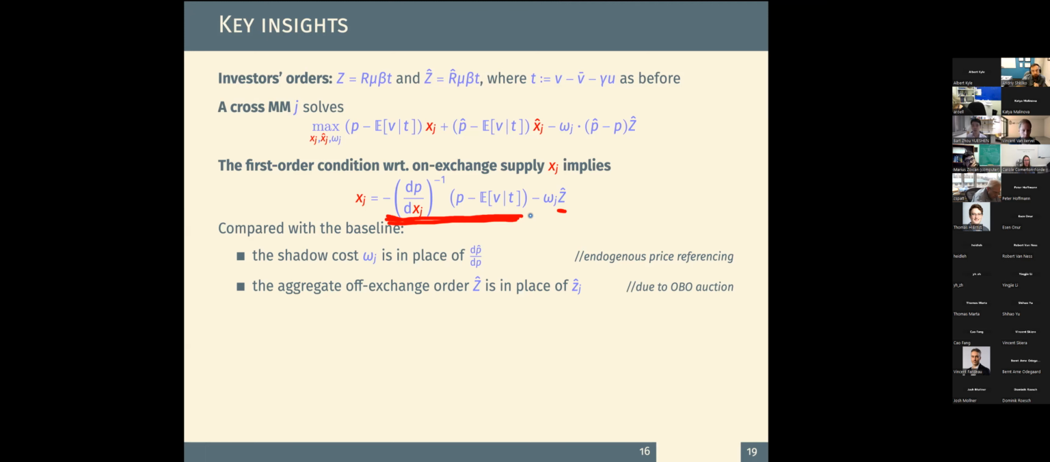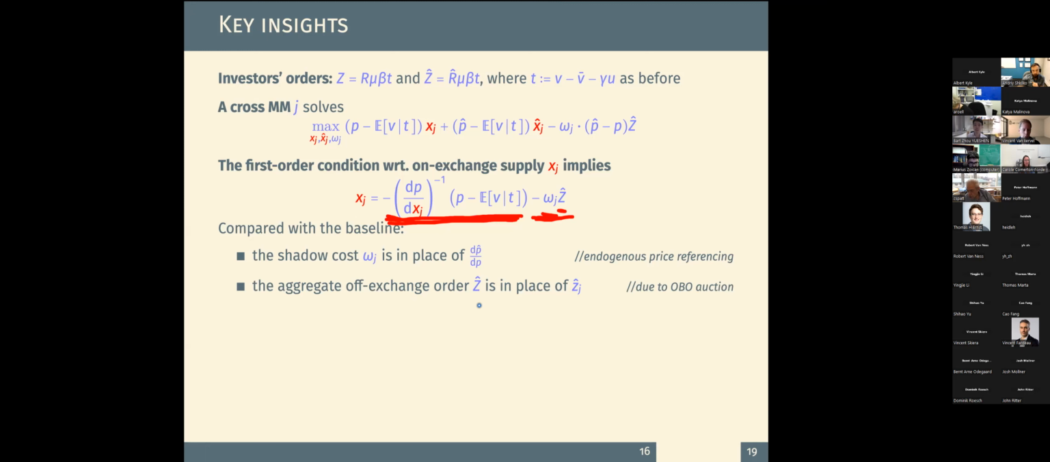Now we still have a distortion, and the effect is similar to the baseline here. The key difference compared to the baseline is that the shadow cost, the Lagrangian coefficient, is in place of dp hat over dp. So this shadow cost is really what drives the price referencing, in place of how the p hat refers to the p here. If this shadow cost is very high, that means the off-exchange price constraint is very binding. That's where this constraint is kicking in, and this reduces your on-exchange liquidity supply.